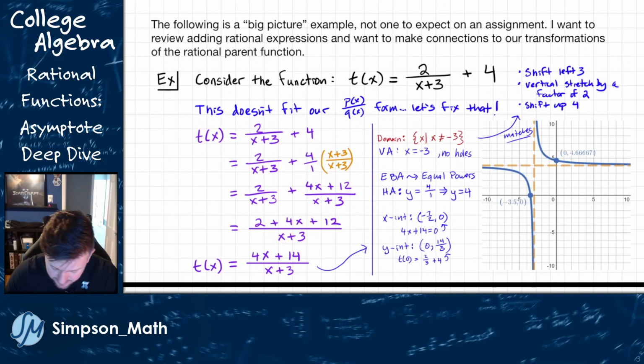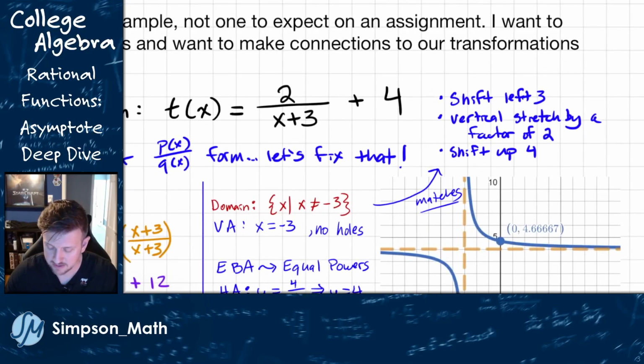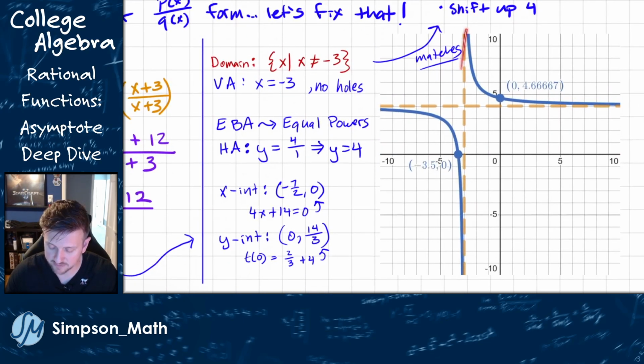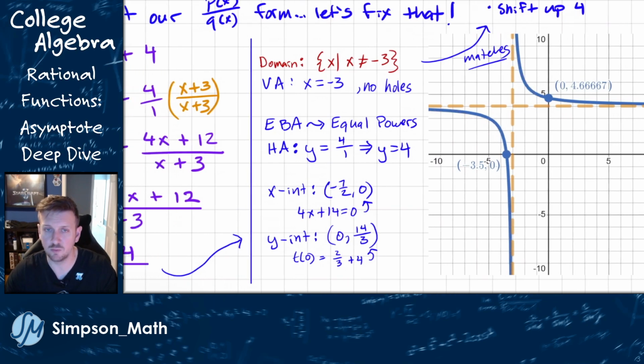If I have the function t of x is 2 over x plus 3, plus 4. Well, we know from back in the day that this would be, take the rational function, we're going to shift left 3, vertical stretch by a factor of 2, and we're going to shift it up 4, and we should get a graph that looks like this. I would be able to get more dots because there's my 1, 2, 2, 1 on either side of those points, and we have that graph. All right? So we know that to be true.